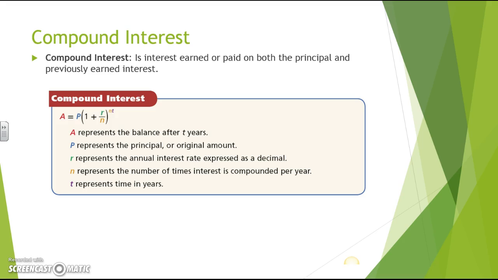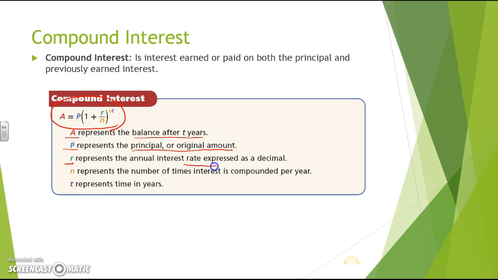You'll also see compound interest in this section, and that's interest earned or paid on both the principal and previously earned interest. There is a formula for compound interest: A equals P(1 plus r divided by n) raised to the n times t power. A represents the balance after t years. P represents the principal, or your original amount.